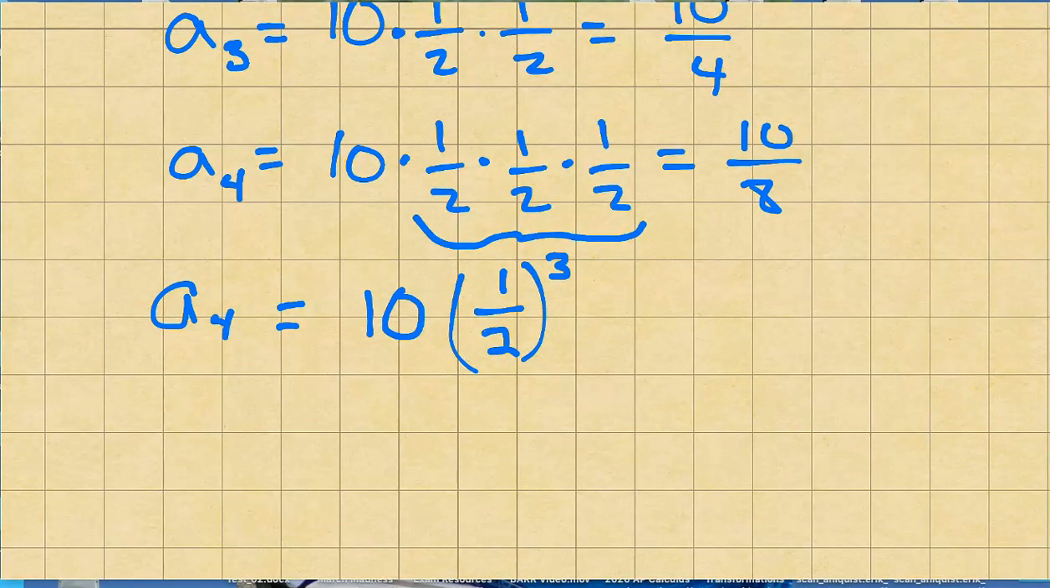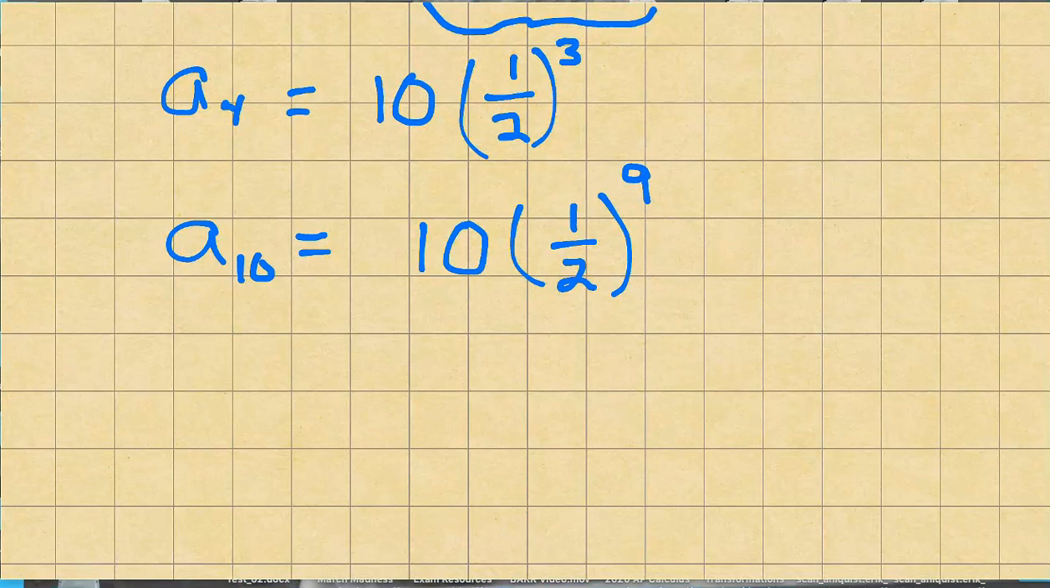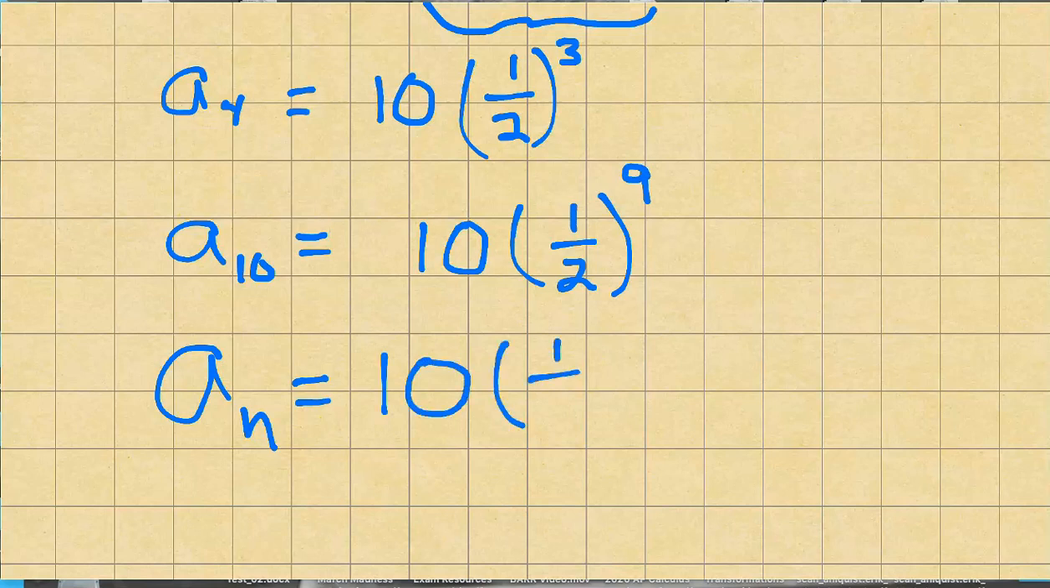So if that's the fourth term, what if I asked, what's the 10th term? Wouldn't the 10th term then be 10 times 1/2 to the 9th power? Because you start with 10 and you multiply it by 1/2 each time until you get to the 10th one. You probably see where I'm going with this. Pause it if you want to, but what if I asked you to write an explicit formula for the nth term? An explicit formula would be 10 times 1/2 to the n minus 1. Remember, 10 was that first term.